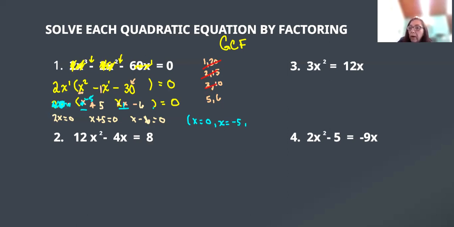Well, what minus 6 is 0? 6. X equals 6. And there you have it. There are your 3 places where your graph will cross the x-axis.